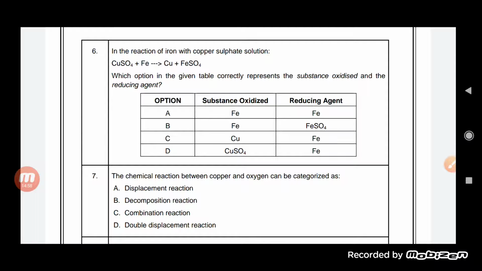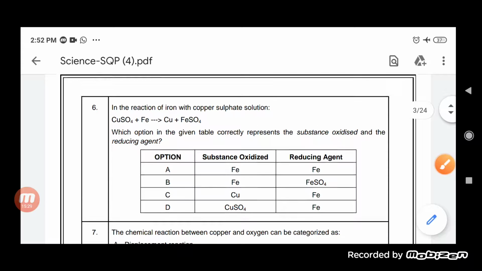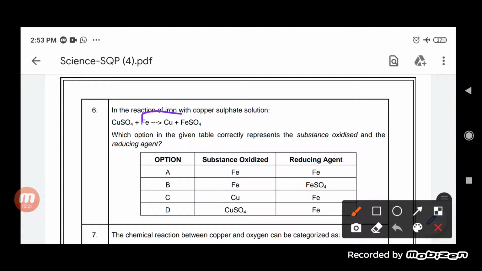Now see here, we know that the process of oxidation is what? Where gaining of oxygen is there, that will be an oxidation, and in this case you will find that FeSO4 is there. So in SO4, sulfate, oxygen is there. So copper is losing oxygen while iron is gaining. So it is the iron which is showing the process of oxidation, right? So iron is showing the oxidation, students. So the substance which is oxidized is iron.